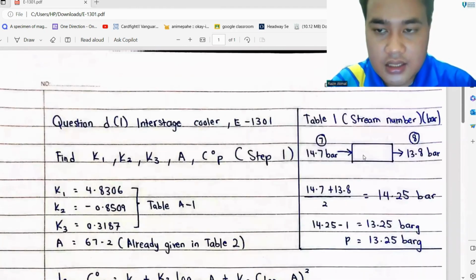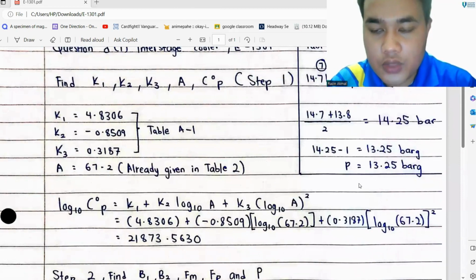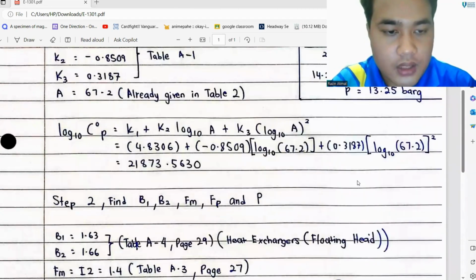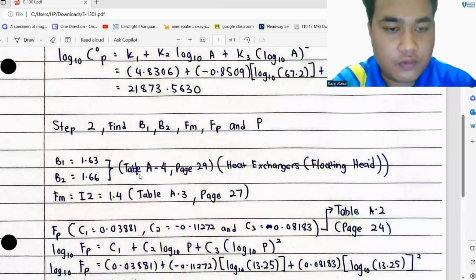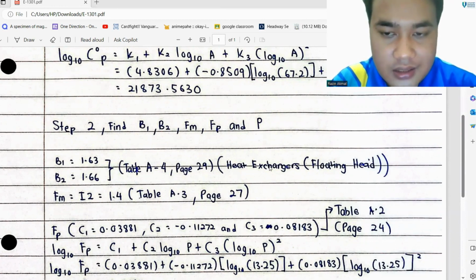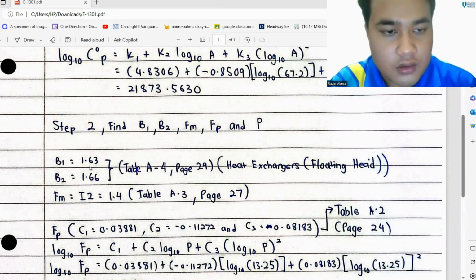For the P, the heat exchanger is between stream numbers 7 and 8. 14.7 plus 13.8 divided by 2 gives 14.25 bar, and minus 1 to get P equals 13.25 bar. Then we get B1 and B2 from table A.4 on page 29 in the handbook. Equipment: heat exchangers, description: floating head.